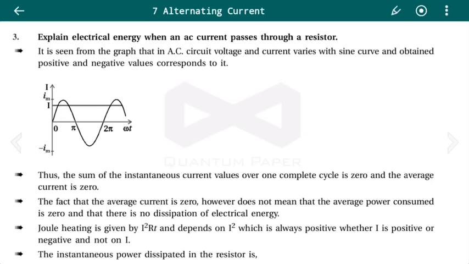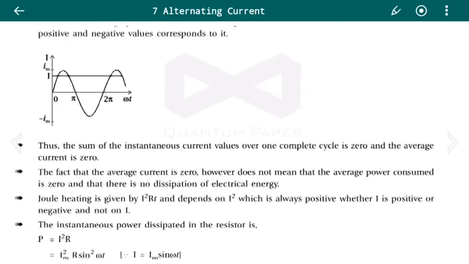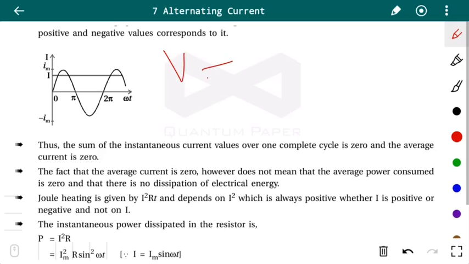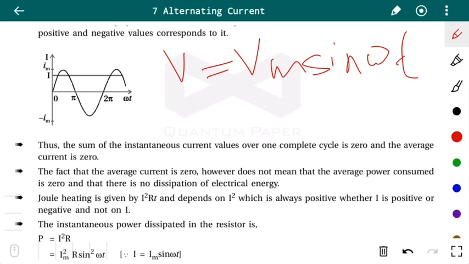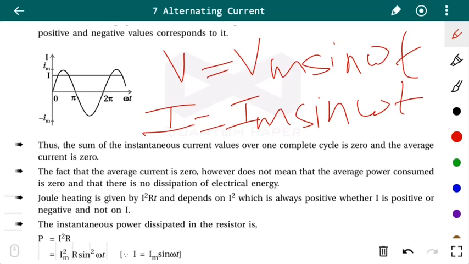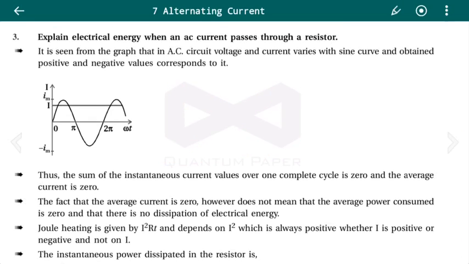Now we had already discussed the voltage that is applied to the resistor, right? Because we are talking about the AC voltage, the voltage will be equal to Vm sine omega t, because it is changing periodically with respect to time, and the current is I equals Im sine omega t. So this we have already seen.